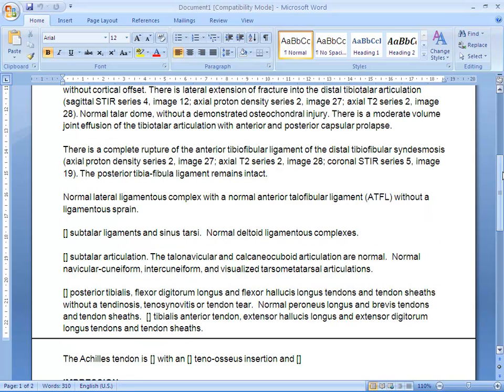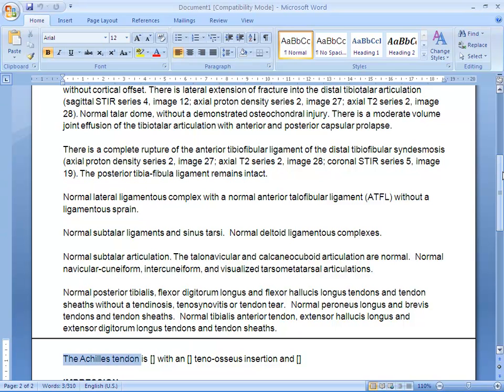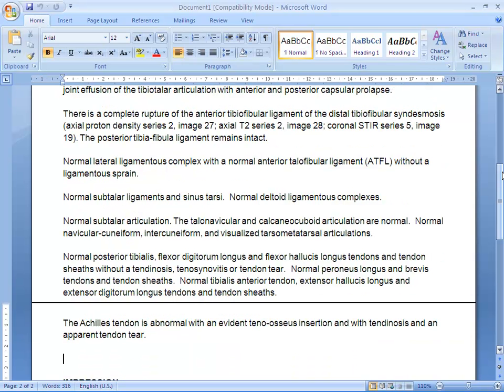Normal. Normal. Normal. Normal. Select the Achilles tendon. Abnormal. Evident. With tendinosis and an apparent tendon tear. The plantar fascia has been excluded from the field of view on this examination, and cannot be evaluated.